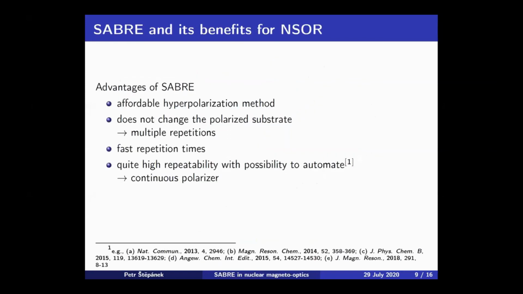In our case, we are particularly interested in SABRE for several reasons. First, of course, it is affordable polarization method. Second, SABRE does not change the polarized substrate, so that we can repeat the measurements with the same sample over and over, which is beneficial because we have long measurements. And the repetitions themselves are quite fast and repeatable, and it is also possible to automate them in several ways, as has been shown in literature. This is just a selection of some of the papers. There are many more, as we are all aware of.